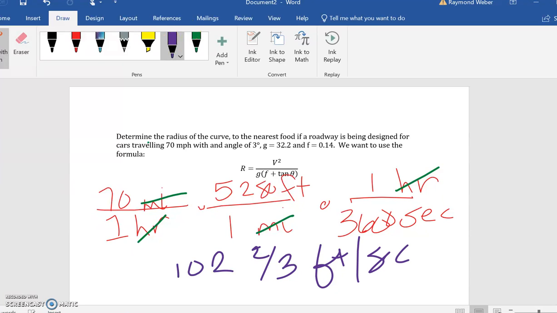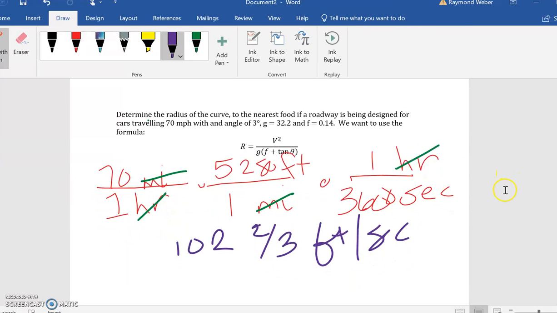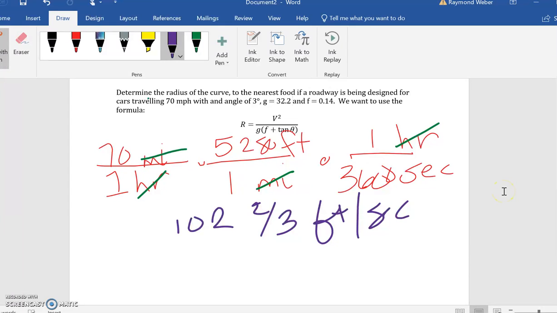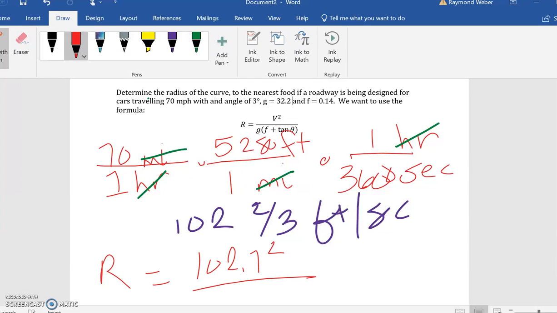So that was my first thing: make sure in these word problems that you're paying attention to what they told you the variables were in, because sometimes you will have to do conversions. So then R is going to equal 102.7 squared over 32.2 times 0.14 plus tangent of 3.